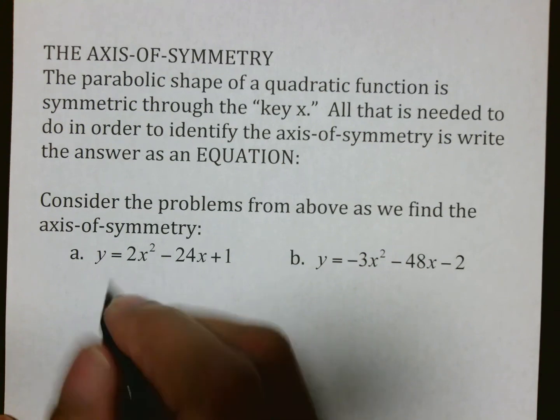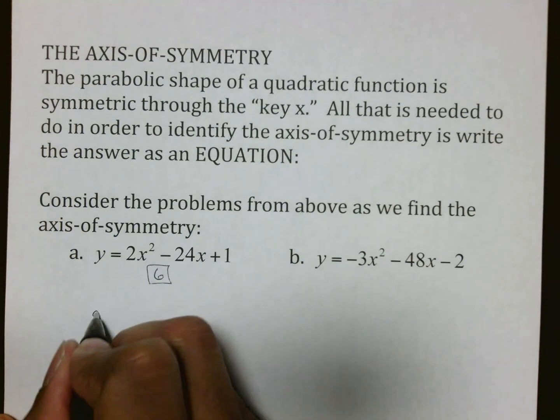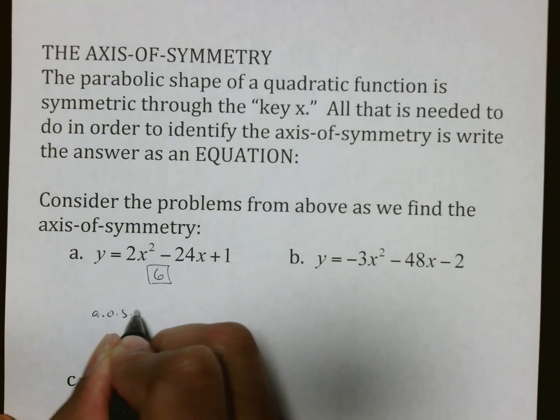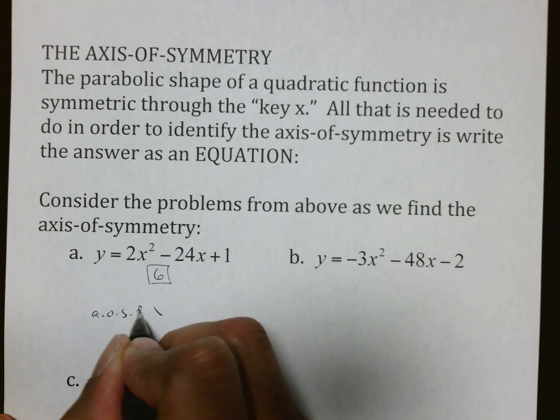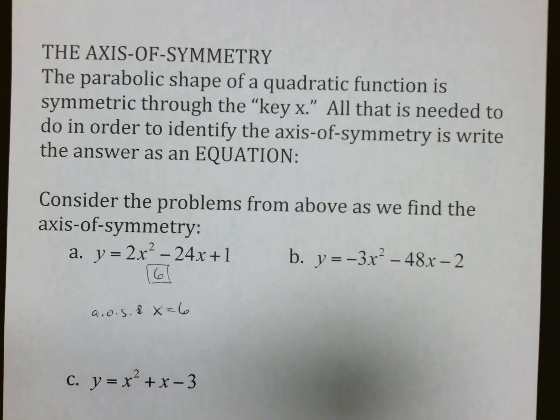This first part was that x equals 6. That's what we learned. And so your axis of symmetry is, put a colon, x equals 6. That is how you have to type it. On the computer, you must simply type x equals whatever your key x is, which is 6.